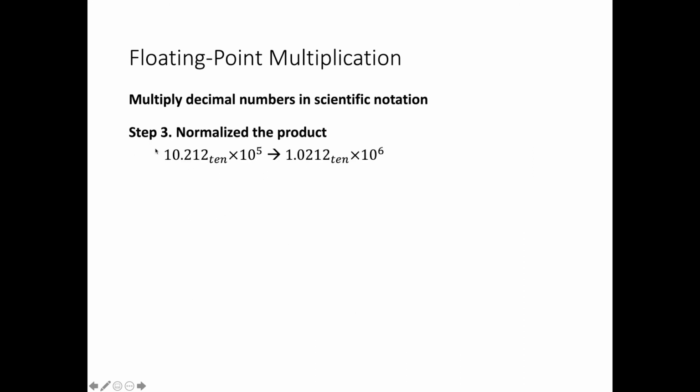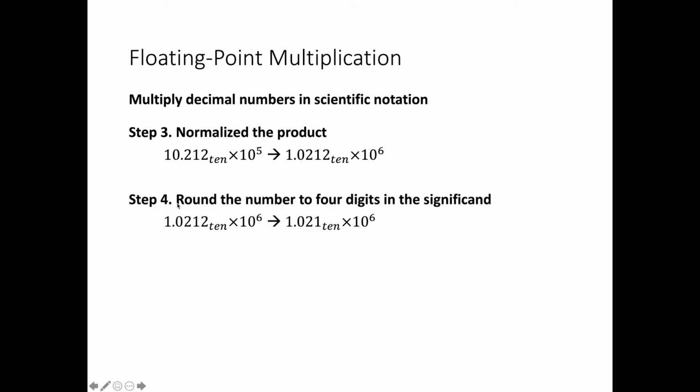And the next step is to normalize the product. We can see that this number is not normalized because it is not in scientific notation, with only a single digit on the left side of this decimal point. So we should shift this to the right and increment the exponent. So we get 1.0212 times 10 to the power 6.